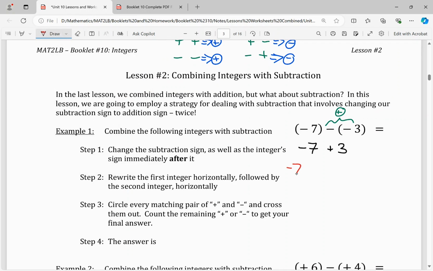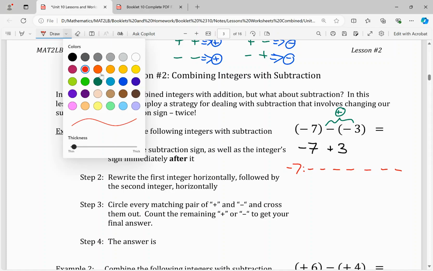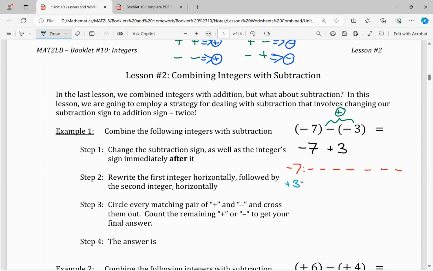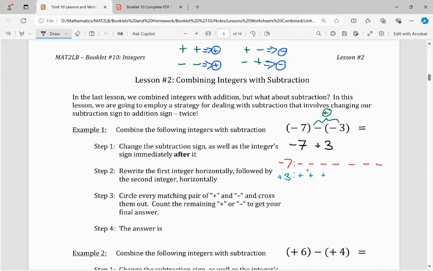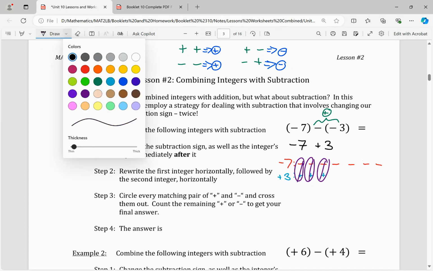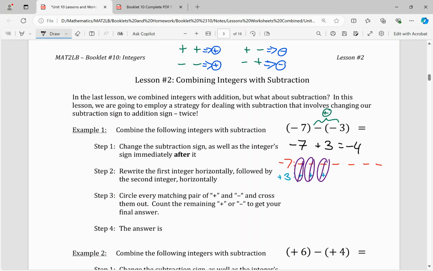-7 means that I draw 1, 2, 3, 4, 5, 6, 7 negative symbols, and +3, 1, 2, 3 positive symbols. So let's pair these up and cancel them out. And what we're left with is 1, 2, 3, 4 negative symbols. So the answer is -4.